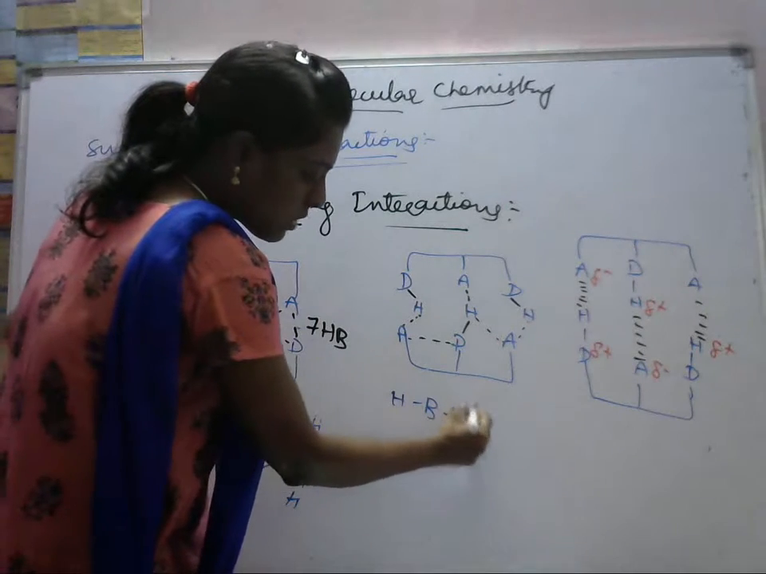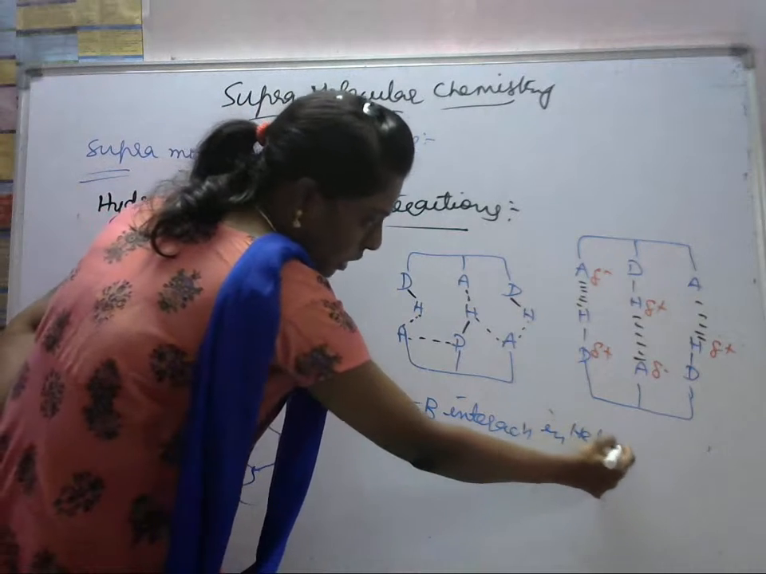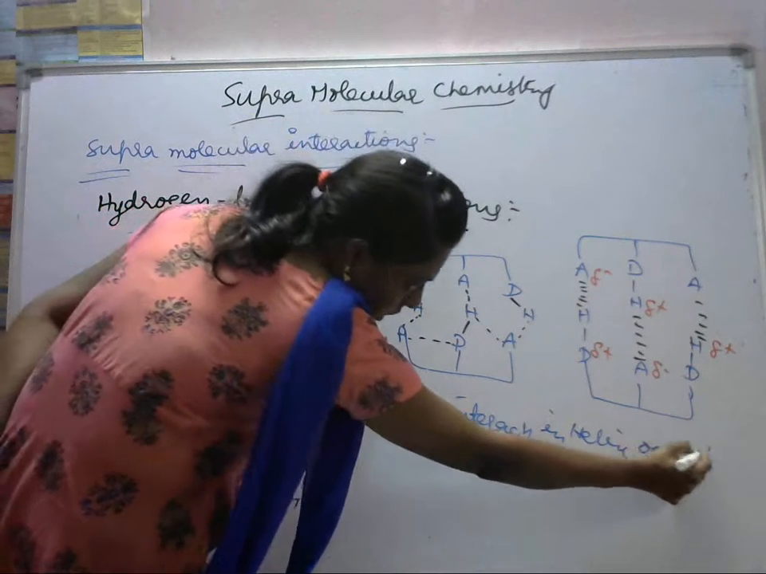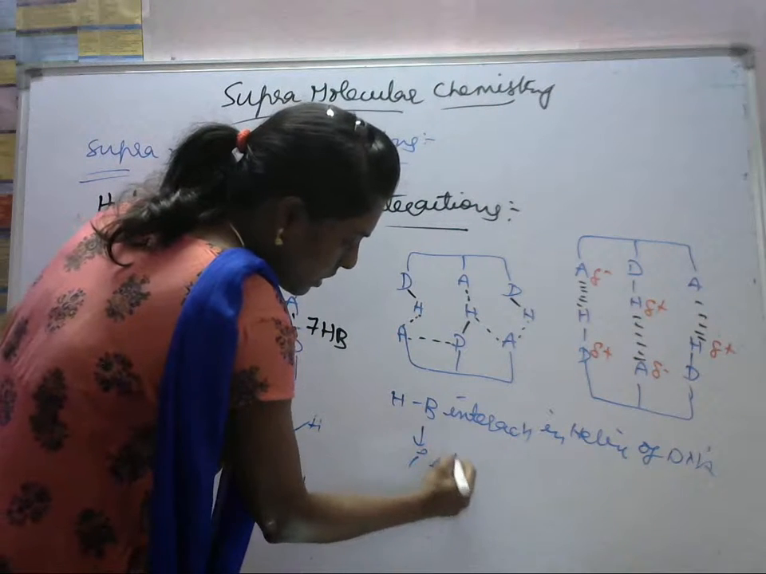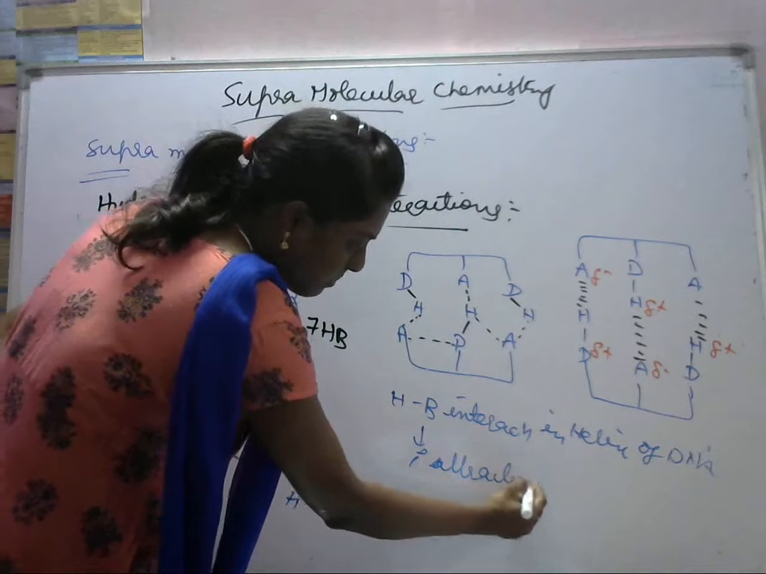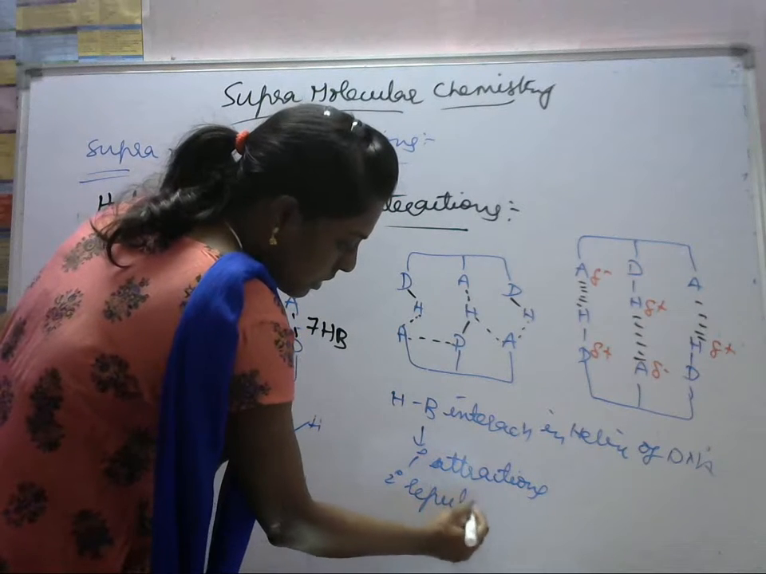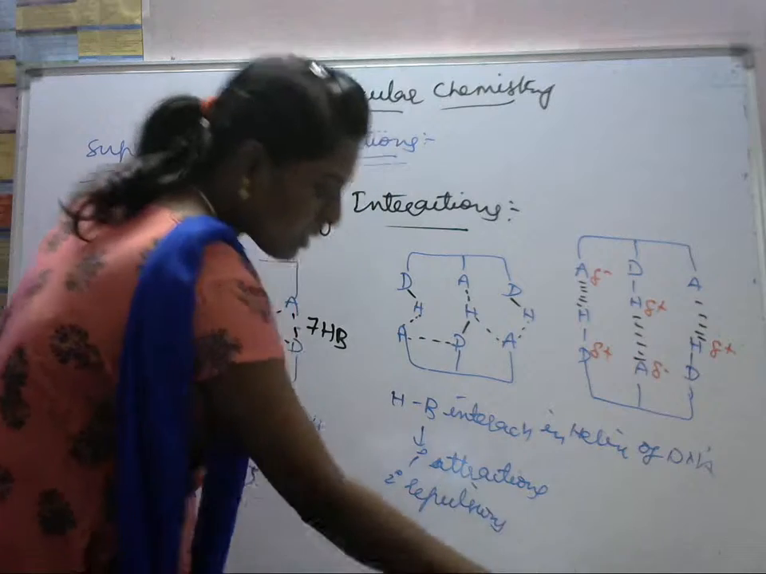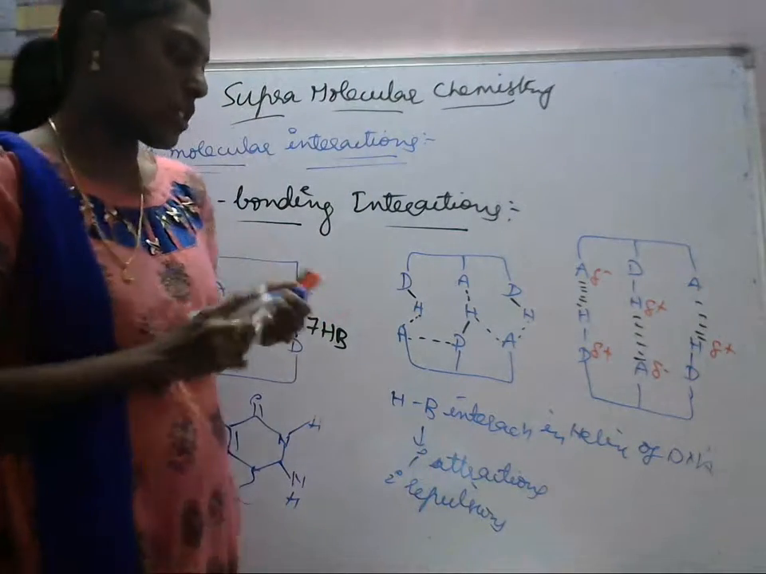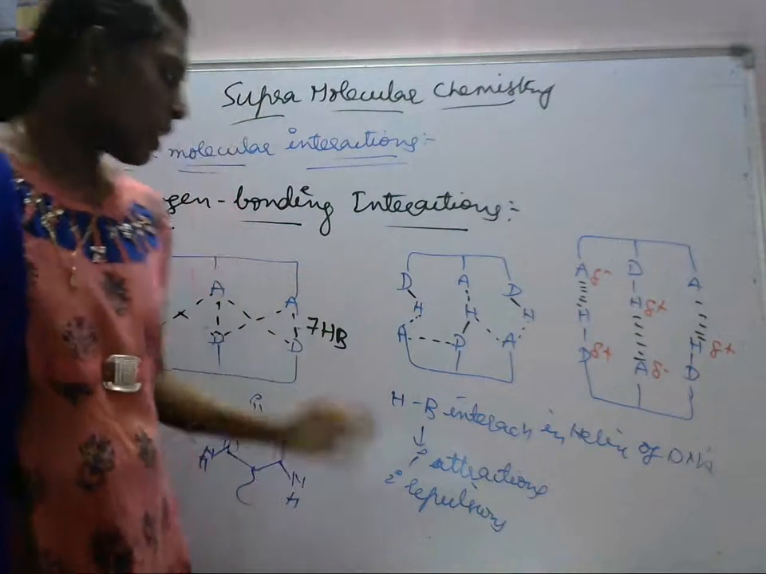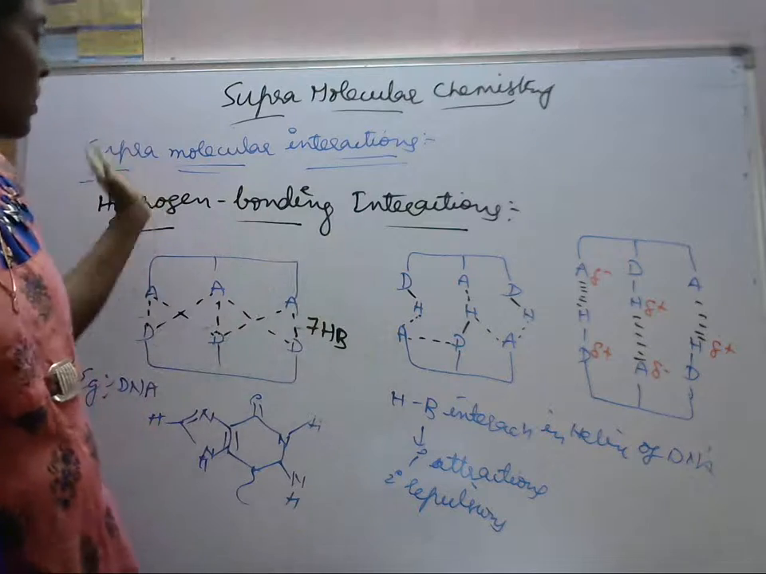So here, hydrogen bond interactions are present in the helix of DNA. I have already explained this. The helix of DNA provides the primary attractions and secondary repulsions. The attractions between opposite charges decrease the repulsion between them. So here non-classical charges will be there. So this is about the hydrogen bonding.